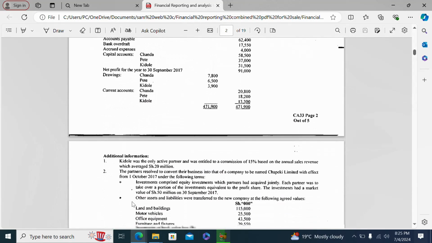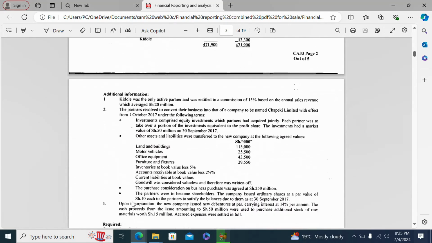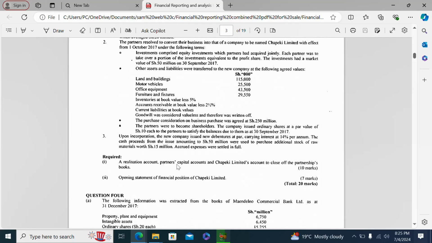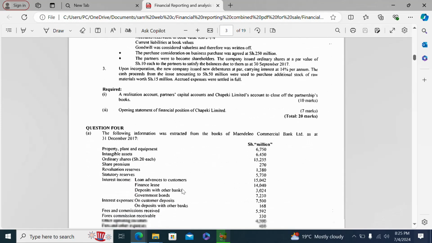The examiner required the student to do a realization account, partners' capital accounts, and JPEG Limited account to close off the partnership books, and Roman 2, the opening statement of financial position of JPEG Limited. Then we go to question 4.